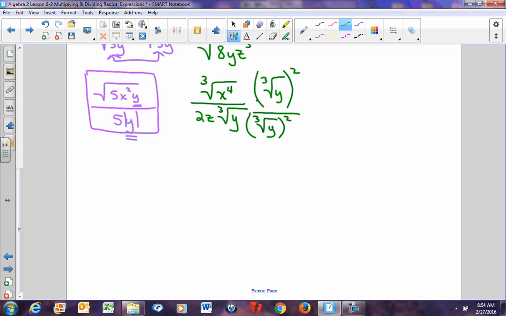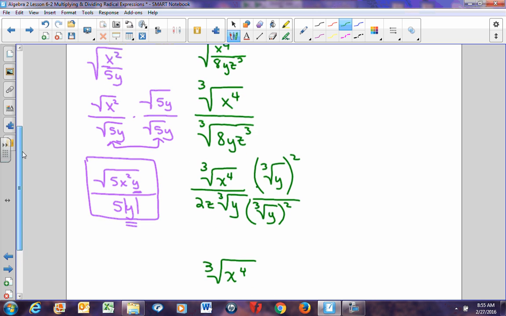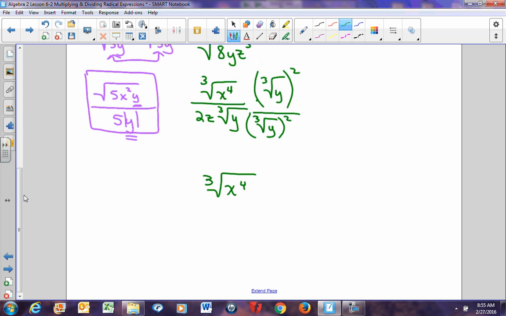Okay. I have to do the same thing on the top as I do on the bottom. So now on the top, I'm going to have the cube root of x to the 4th, which I can simplify. I don't know why I didn't simplify that sooner, but I'll simplify that in a minute. Okay, x to the 4th, y to the 2nd, right? All over 2z, y, or yz, I should put it in alphabetical order. Because now I have 3 cube roots of y, so they come out.